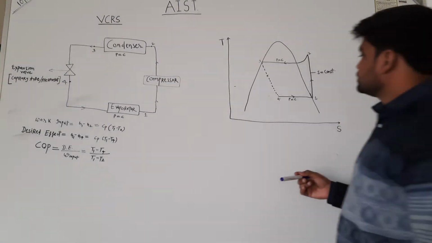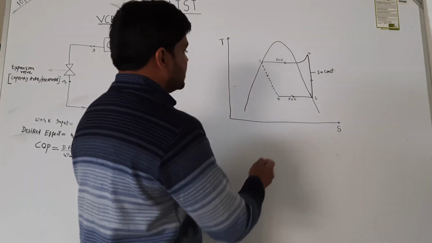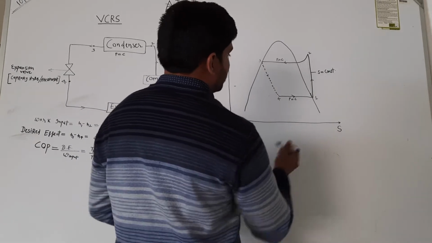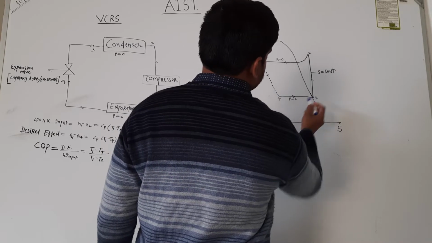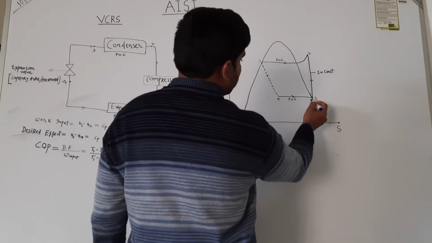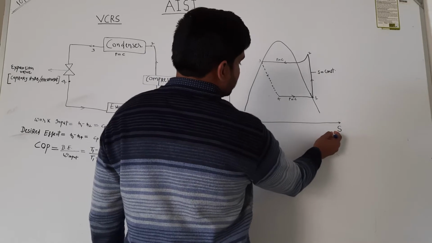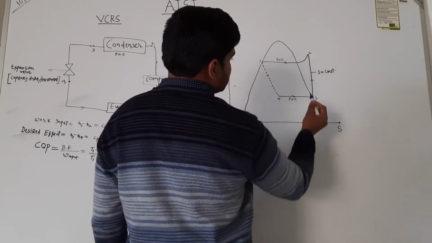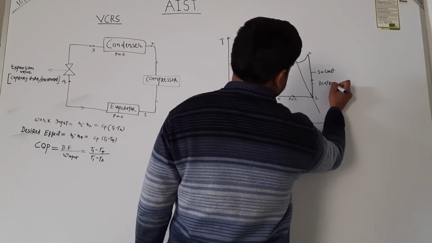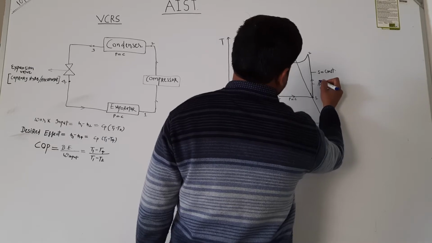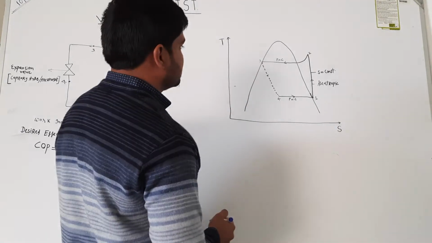Now we can also represent the cycle on a TS diagram, a temperature entropy diagram. If this is the exit point at the evaporator, we can also say this is the entry point to the compressor. So the gas is compressed from point 1 to point 2. In this we can see that the entropy of the process is constant. It means this is an isentropic process. So the compression in the vapor compression cycle is isentropic, which means it is reversible as well as adiabatic.